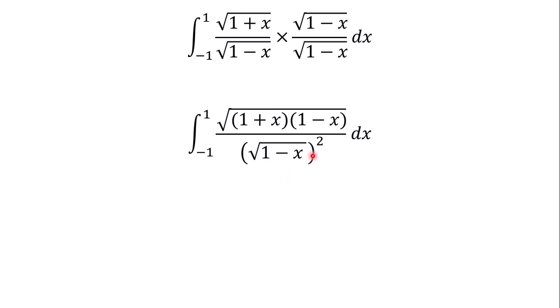Alright, so here when you open the bracket, this times this will give us 1, this times this gives us minus x, this times this gives us positive x, and this times this gives us minus x squared. So we get 1 minus x plus x minus x squared. You could see minus x and plus x will go away until we are left with 1 minus x squared. Now when you come here, these two will take away the square root sign, to be left with 1 minus x.